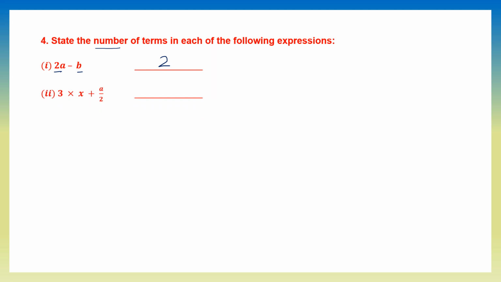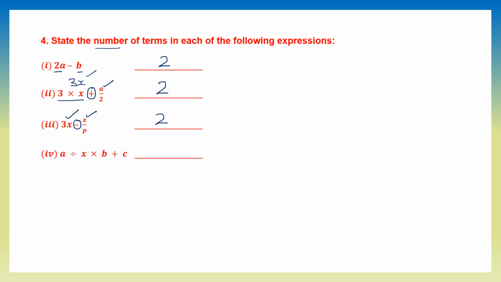Next one, 3 into x plus a by 2. Look out only for plus and minus signs. There's only one plus sign. If there is only one plus sign, there are two terms because 3 into x can be written as 3x. So that becomes one term. This is another term. So there are two terms. Next one, 3x minus x by p. So there is one minus sign which is separating the two. So 1, 2. Two terms.